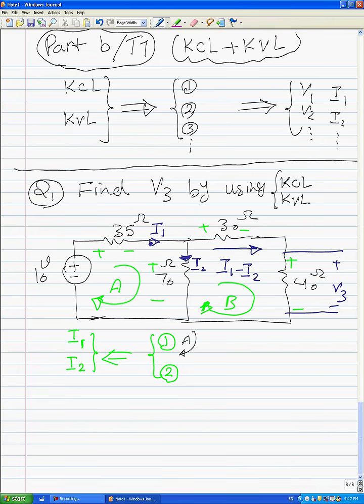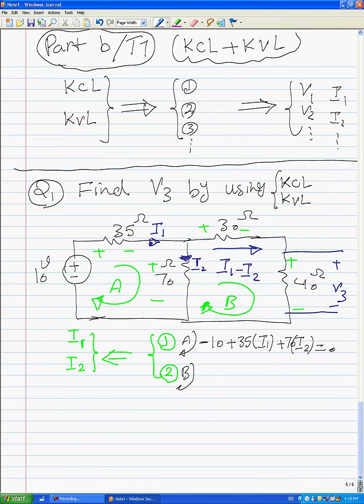Equation 1 is obtained by applying KVL in loop A. KVL says in loop A: minus 10 plus 35 times I1 plus 70 times I2 is equal to 0. Again, we are applying KVL in loop A. KVL in loop A says we have minus 10 here, plus 35 times I1 plus 70 times I2. This is my first equation.